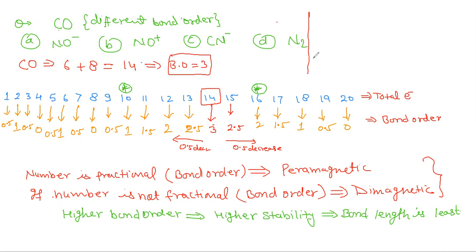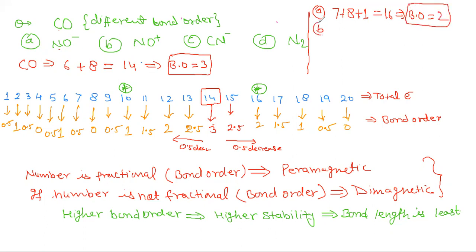Come to options A, B and C. In option A, nitrogen has atomic number 7 plus oxygen has atomic number 8, and whenever you see a negative charge, you add 1. So now the total electron count is 16. That means the bond order equals 2. Just see.